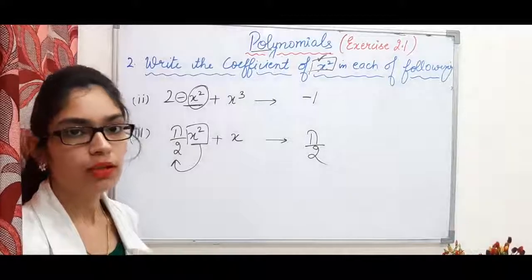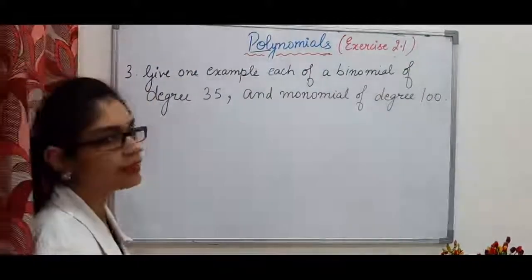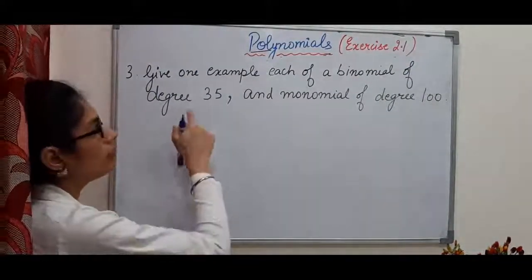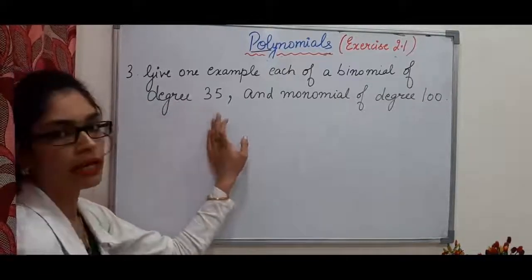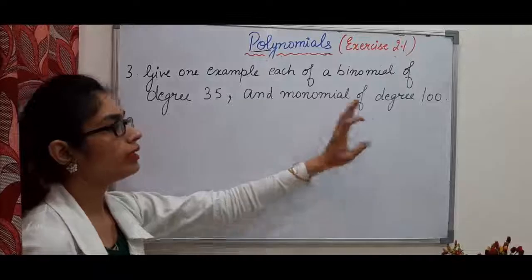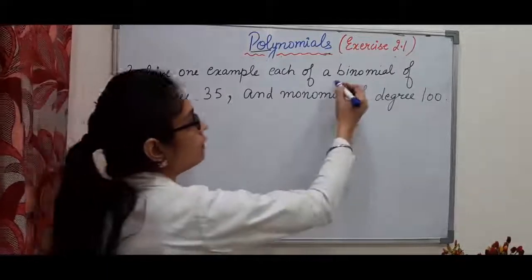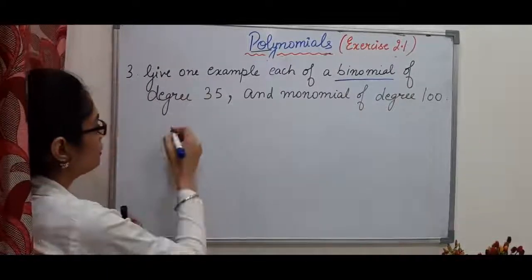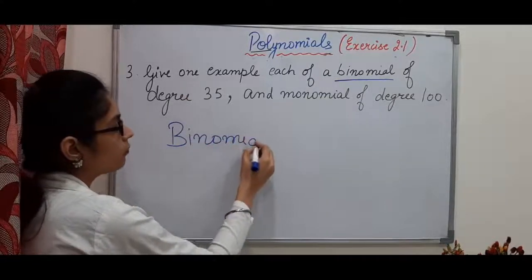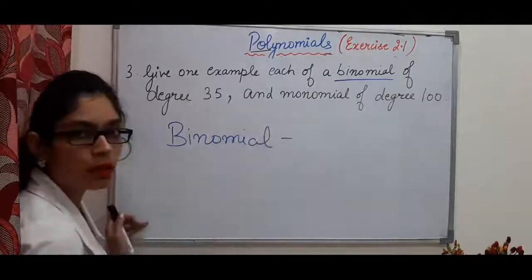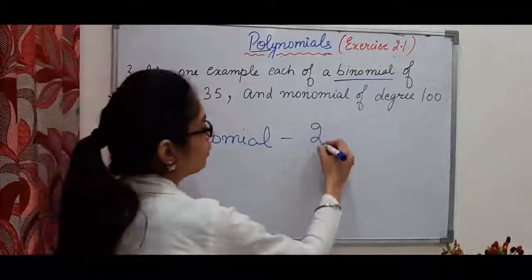Now let's do the third one. The third question of the exercise is give an example each of a binomial of degree 35 and a monomial of degree 100. Let's do it for binomial first. Binomial I have already explained to you. Binomial means 2 terms, so you can write any 2 terms.